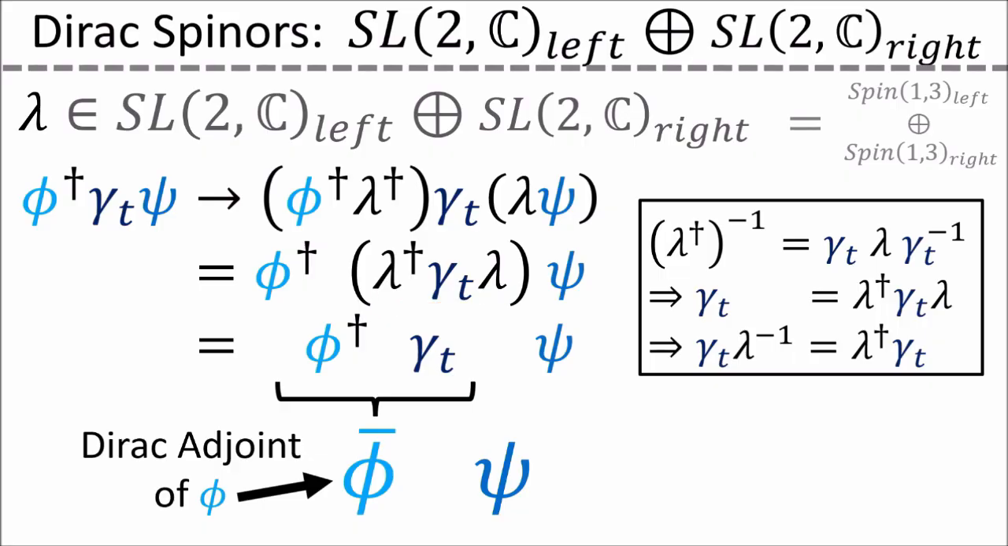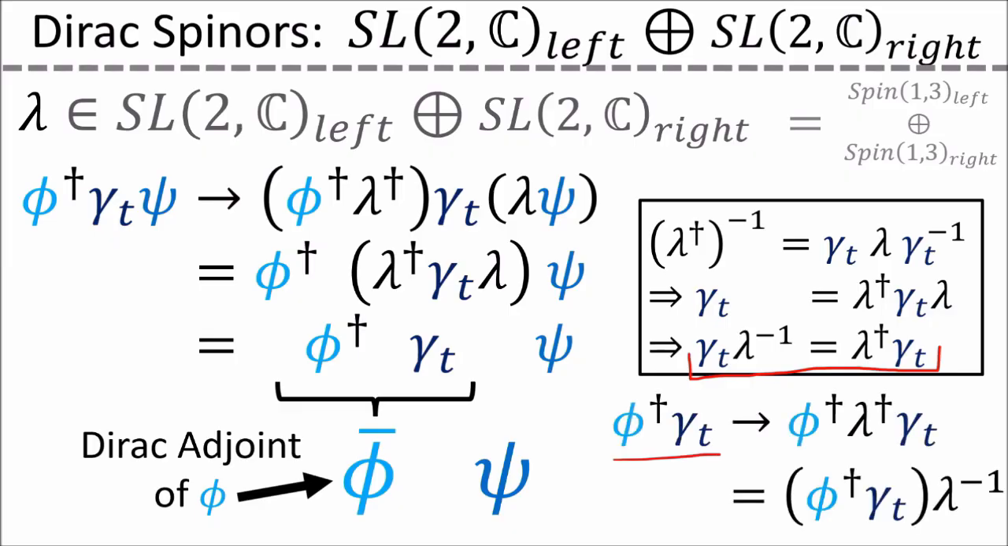As we saw before, gamma t basically has the effect of changing lambda dagger into lambda inverse if we swap its order with gamma t. This means the Dirac adjoint spinors transform with lambda inverse from the right.